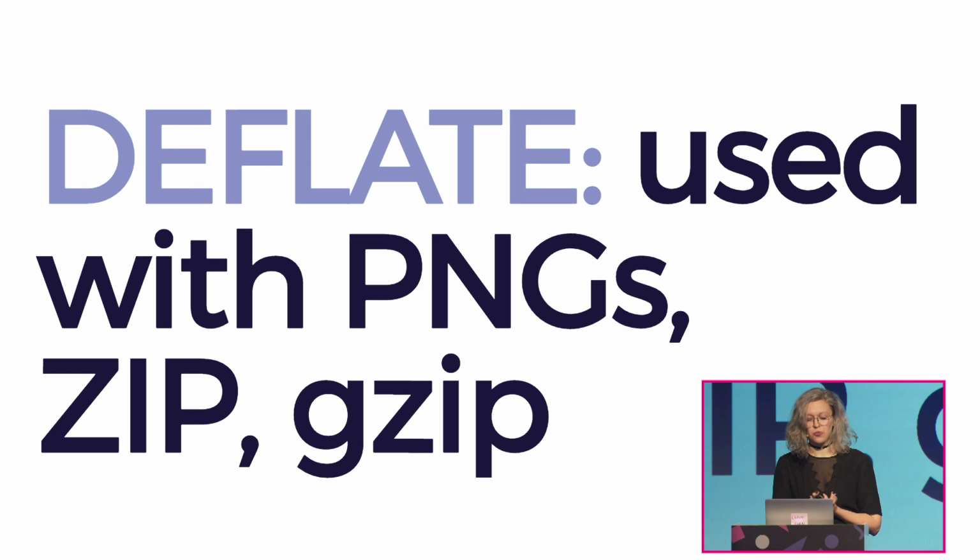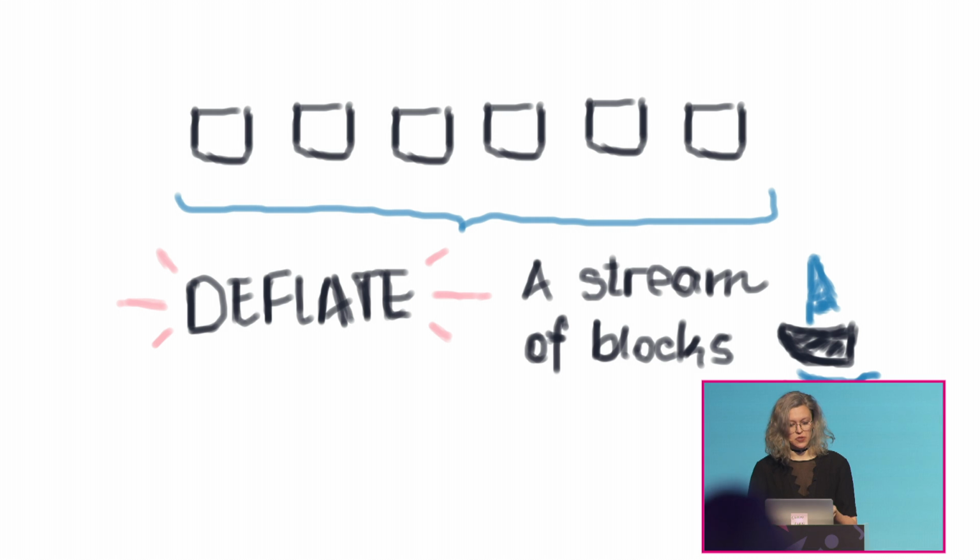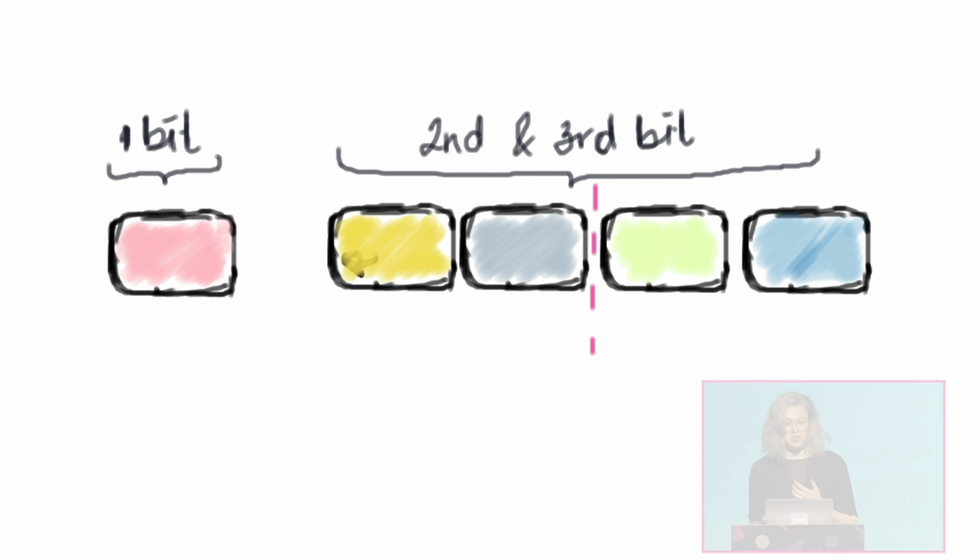So Deflate is used quite primarily with PNGs and Gzip. And those are the ones we're kind of used to seeing to begin with. What it is, it's a stream of blocks. So all of these compression things are streams. With Deflate, it's a stream of blocks, and each block is individually made up of 3 different parts.